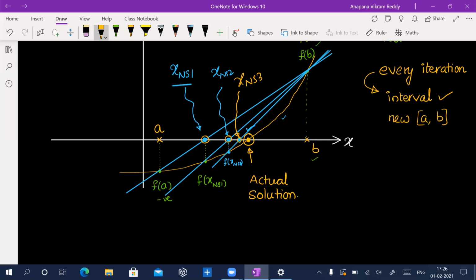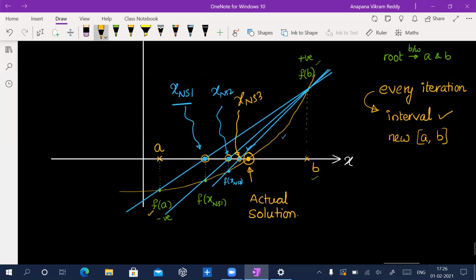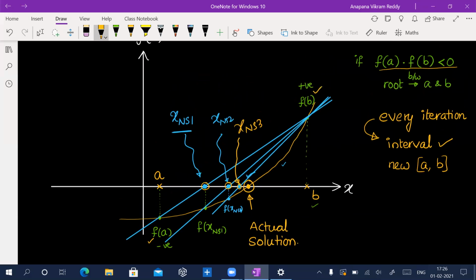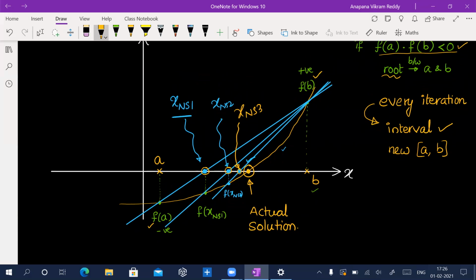How do you come to know that? For example, I have f(A) first, f(B) second. I found their product, and got less than 0. So we understood that there must be a root between A and B. Now we drew a secant line passing through f(B) and f(A), and we have an intersection at this point, which we labeled as x_{n+1}.